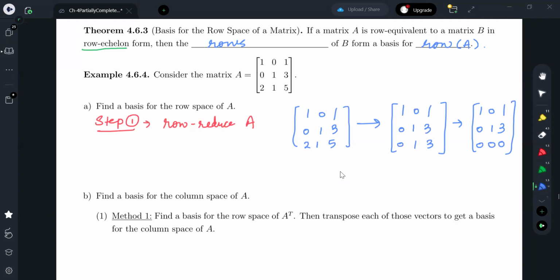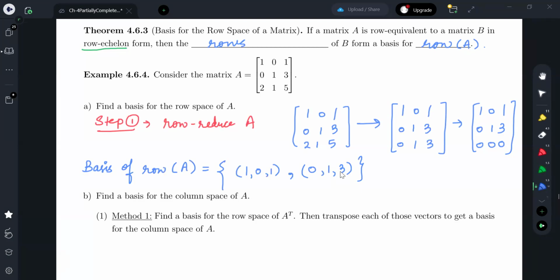Make sense? So the basis is just the right amount of vectors. Basis of row space of A will be just the non-zero rows, because the last row could be made as a linear combination. 1, 3. Good? That's it.